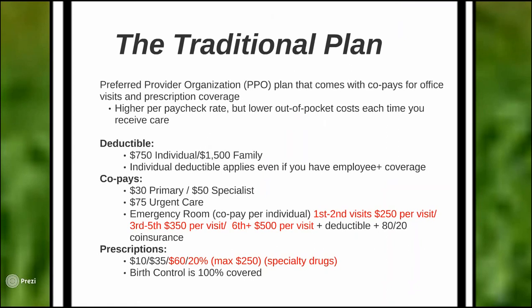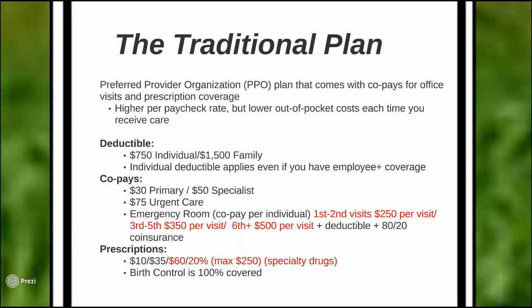The deductible for the traditional plan is $750 for an individual and $1,500 for a family. The individual deductible would apply even if you have employee plus coverage. So that means if you had, say, 4 people covered through family coverage, once one of those individuals reaches the $750 deductible, that individual would not need to pay further expenses other than just the coinsurance and copays.